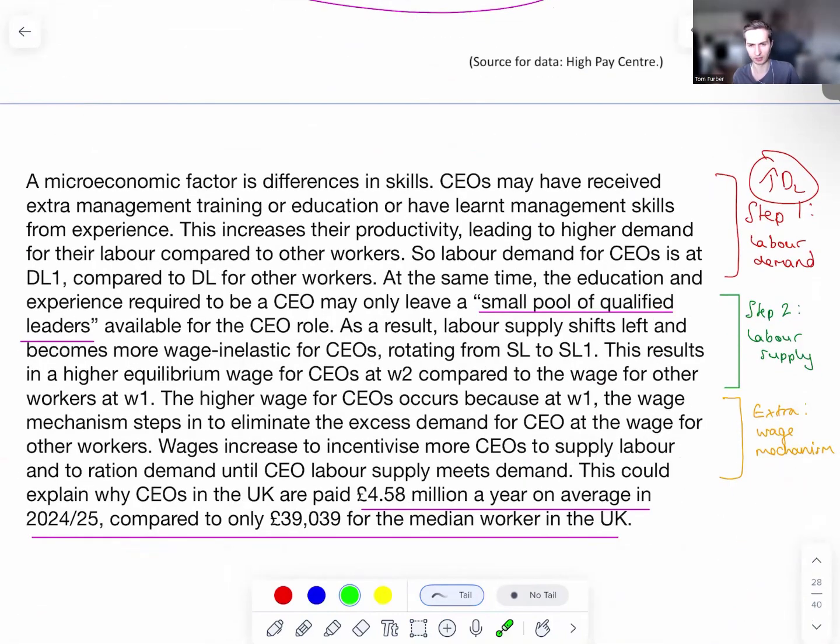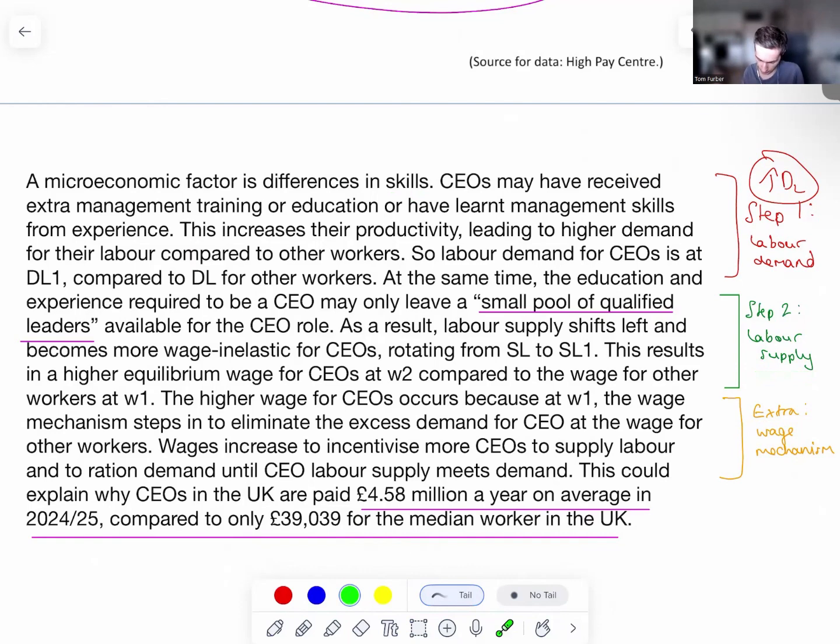So let's explain the micro factor. And I'm going to split this argument into 3 steps. I'm first going to explain why labor demand might be higher for CEOs because of skills. I'm also going to explain what might happen to labor supply if there are these skill differences or a small pool of qualified leaders. And if you have time, I'm going to add this extra point about the wage mechanism to explain why wages rise for CEOs relative to the workers.